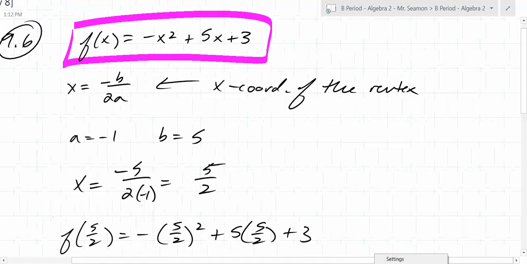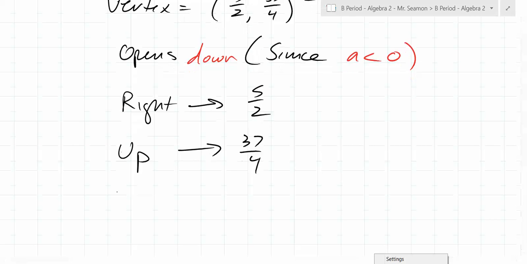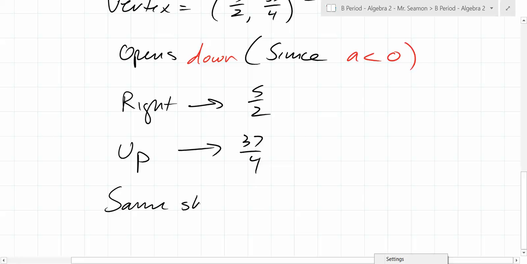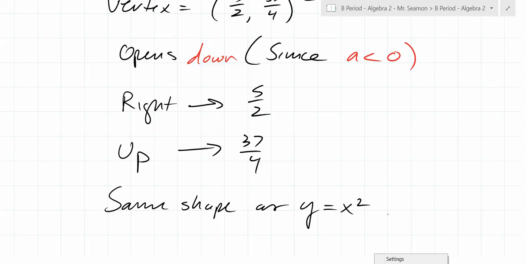What do you think? Same shape. Why? Yeah, the coefficient just flips it. a is -1, so it doesn't change how steep or narrow it is. It just flips it over. And then what do you do?